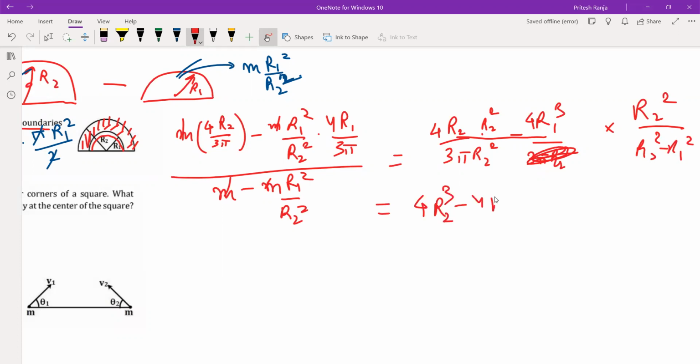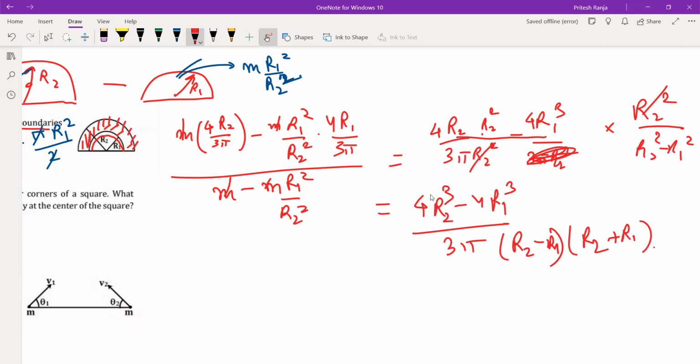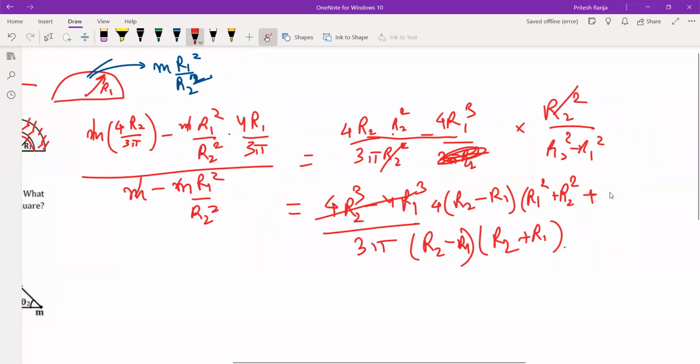4r2 क्यूब माइनस 4r1 क्यूब डिवाइडेड बाय 3 pi, क्योंकि ये r2 स्क्वायर ये r2 स्क्वायर कट गया, और क्या था r2 स्क्वायर माइनस r1 स्क्वायर. I can write this as r2 minus r1 into r2 plus r1, and I can take 4 common, and I can write this as 4 a क्यूब माइनस b क्यूब, लगाएंगे, क्या होगा a माइनस b इंटू ए स्क्वायर प्लस बी स्क्वायर प्लस ए बी, राइट. तो ये कट गया हमारे पास.